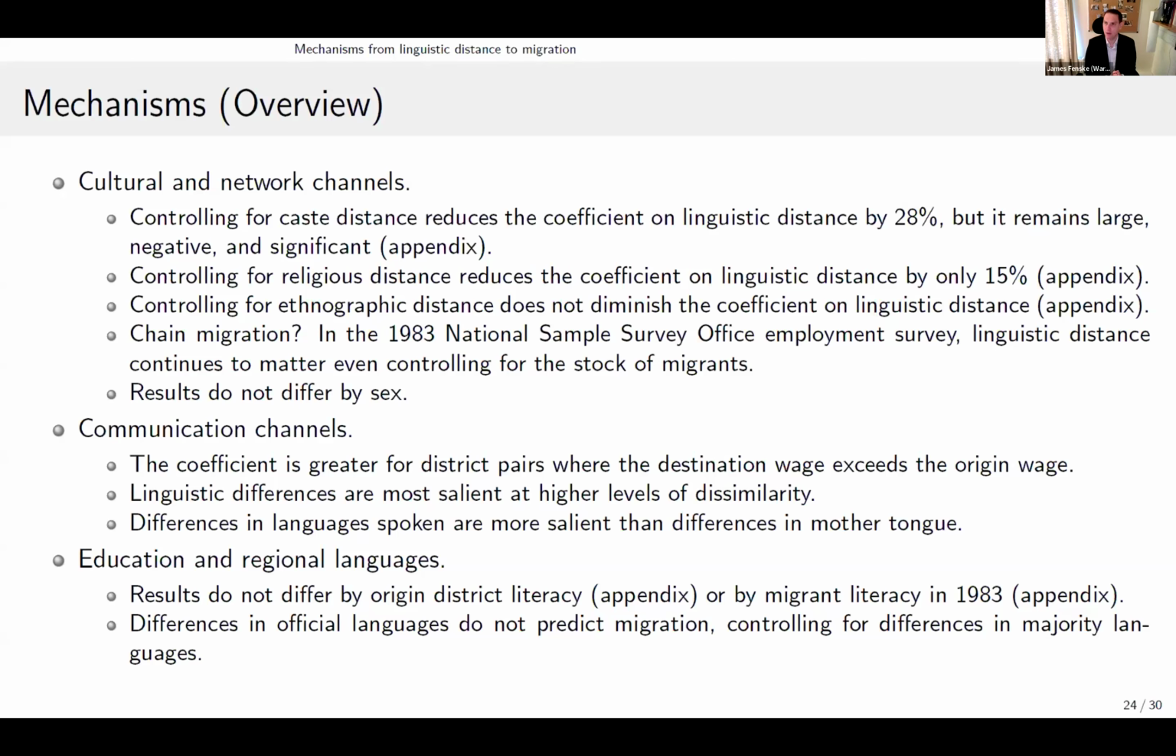If we were to control for religion, well, you probably already saw where this was going. Not very much is going to happen. There's a lot of Hindus in the north. There's a lot of Hindus in the south. And Bengal has a lot of both Muslims and Hindus. And so controlling for religious distance by asking what's the probability that a random person from this district and a random person from this district practice different religions, that's not going to do very much.